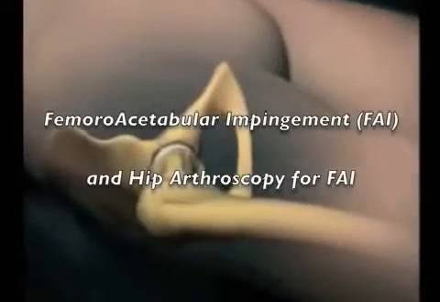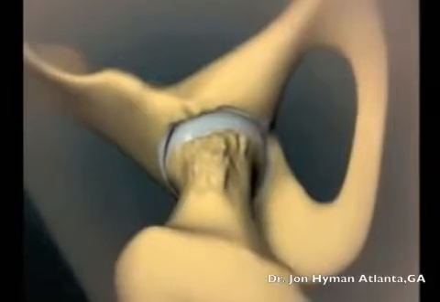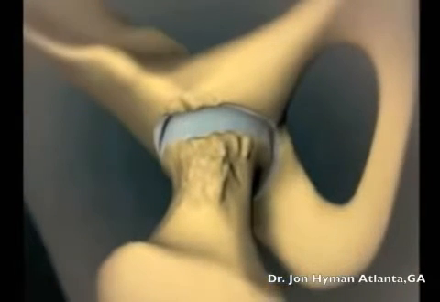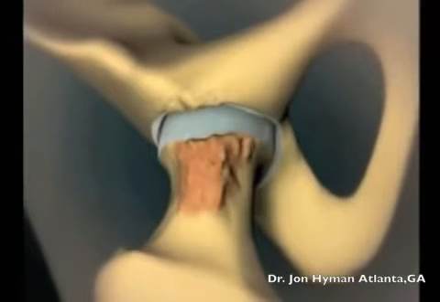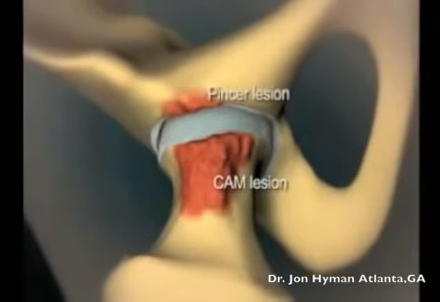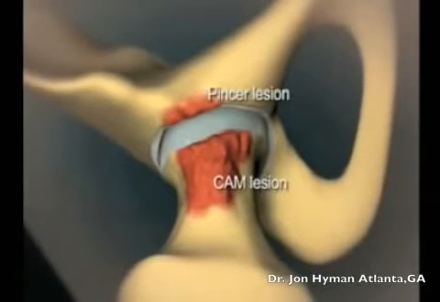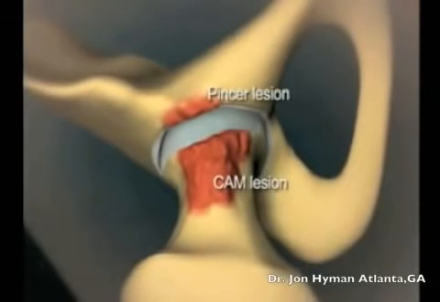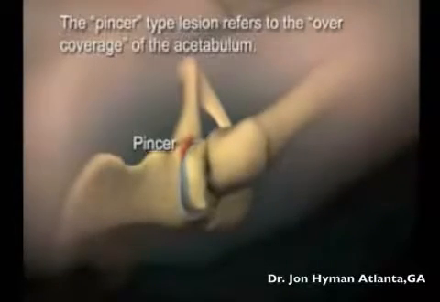Describe pathologic conditions that can lead to painful cartilage injury, labral tears, and arthritis. Impingement can occur as a result of femoral-sided impingement, known as cam impingement, acetabular rim impingement, also known as pincer impingement, or a combination of both. The pincer-type lesion refers to the overcoverage of the acetabulum.